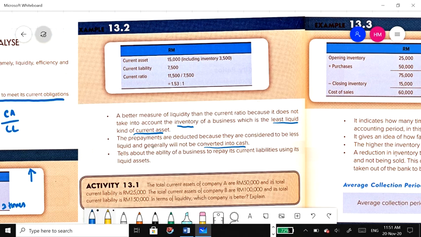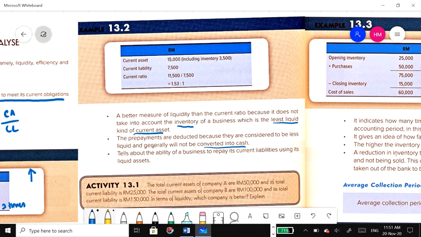inventory dan juga prepayment. So, it tells that the ability of a business to repay its current liability using its liquid asset. Maksud dalam emergency, mampu tak kita bayar? Sebab sekarang ni kita dah tolak dah semua kita punya inventory. Sebab kita rasa inventory ni tak mampu untuk convert duit kepada company tu secepat yang mungkin. Sebab tu kita tolak awal-awal inventory dan juga kita tolak prepayment. Prepayment tu macam you punya deposit lah.